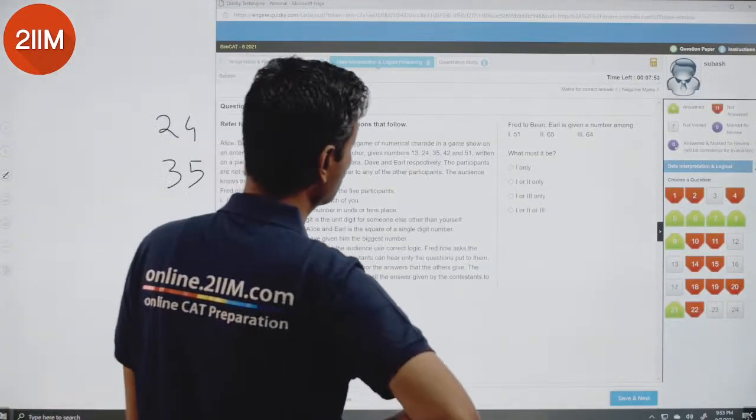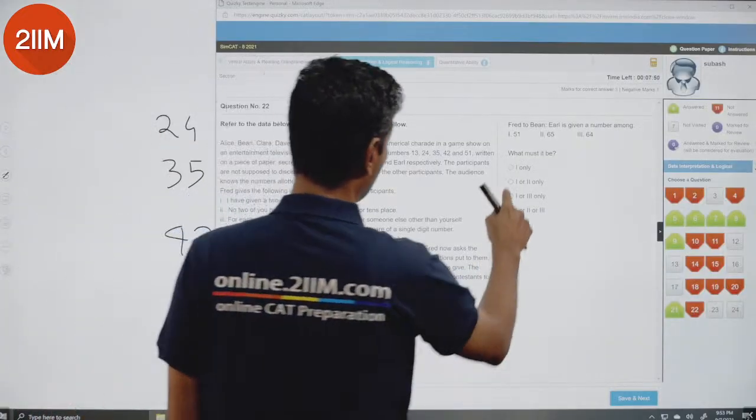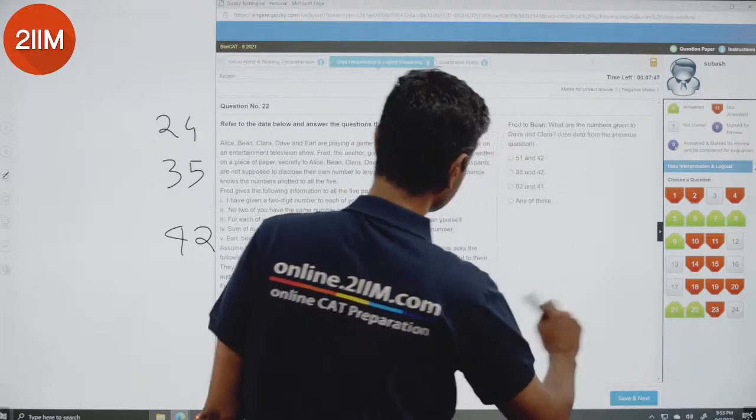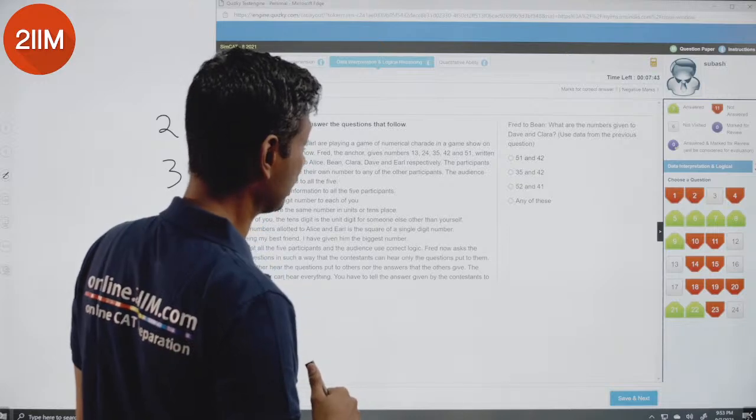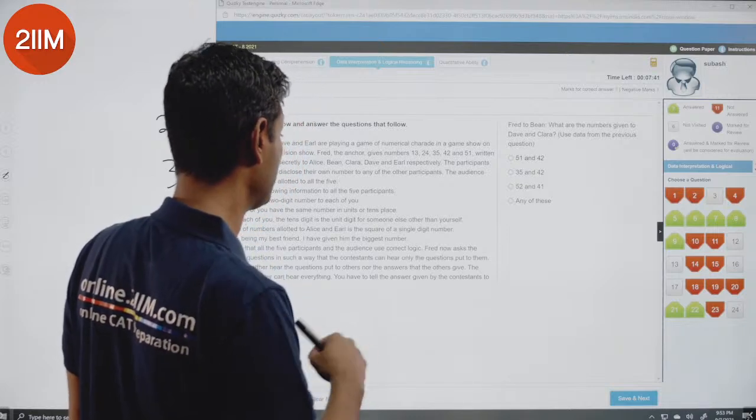So it cannot be 64. It could be 51 and 65. Both are possible. Fred to Bean. What are the numbers given to Dave and Carla? Use data from the previous question.